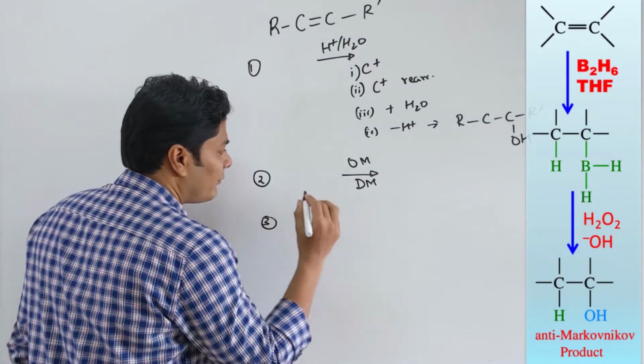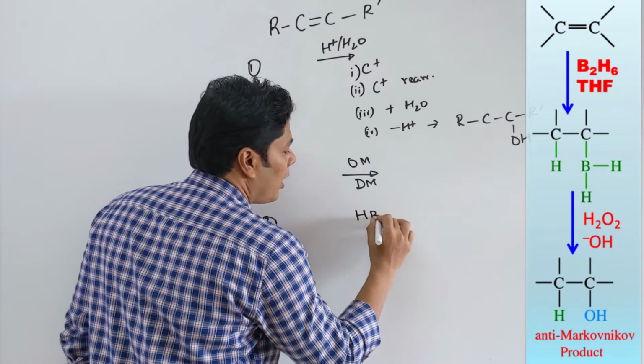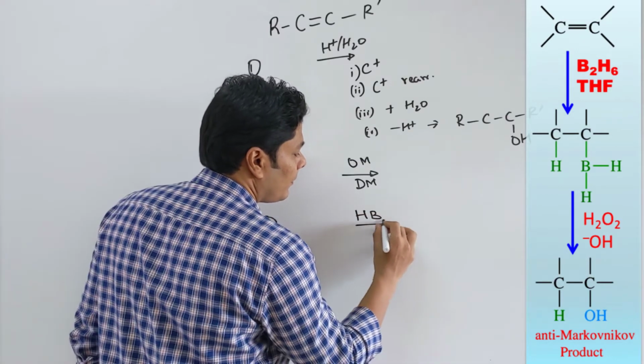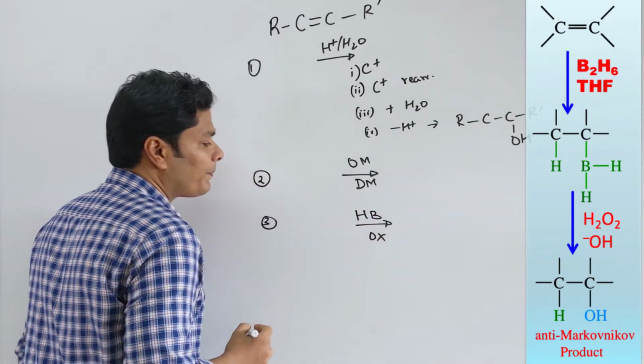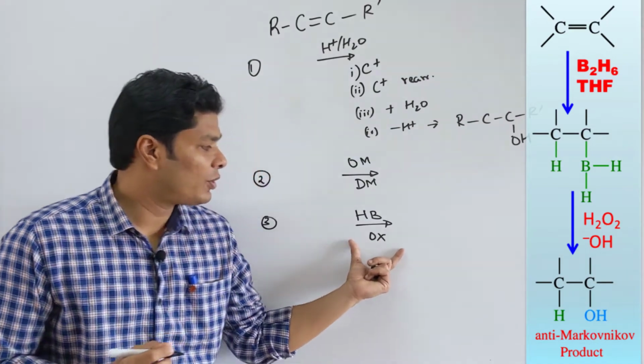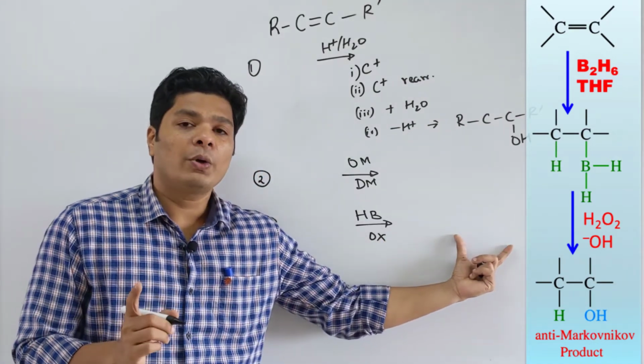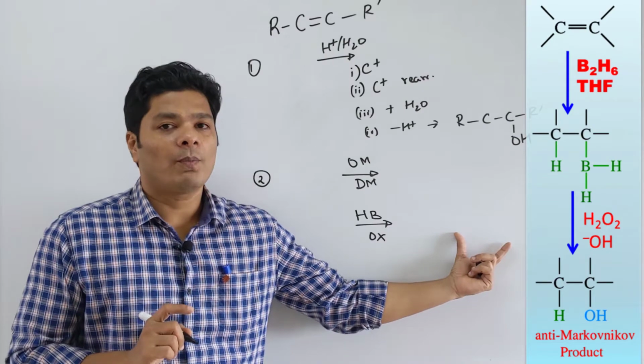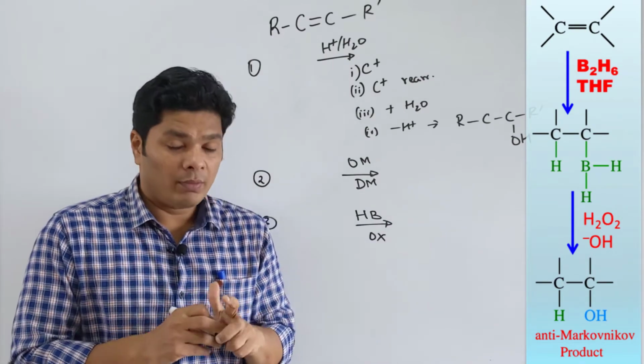And the last method that we saw is hydroboration oxidation. We have seen this also before. Hydroboration oxidation gives you Markovnikov mechanism but anti-Markovnikov product. So this is very critical.